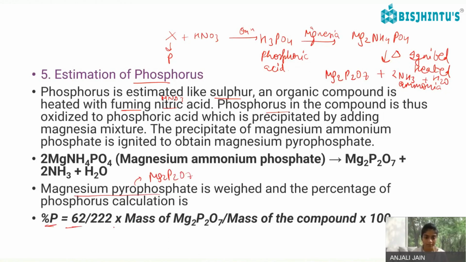We know the molecular mass: percent of phosphorus is 62 upon 222 into the mass of magnesium pyrophosphate, which is Mg2P2O7, upon the mass of the compound. Okay, this is the phosphorus containing.